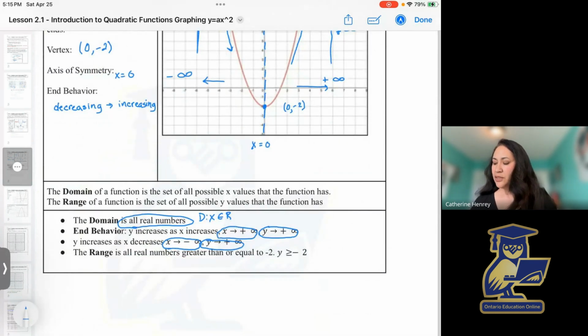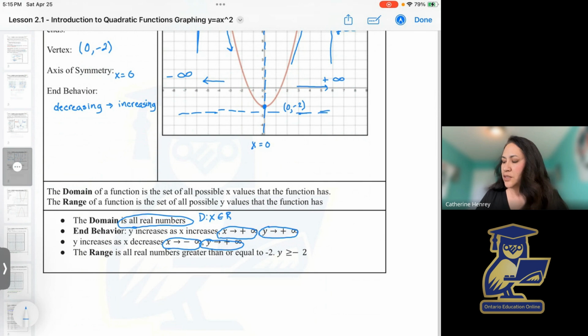The range is all real numbers greater than or equal to -2. Why do we say that? Here, we can see that the quadratic opens up and the lowest value that it reaches is -2. So if we consider x values horizontally here, that parabola is only going to come down to -2, and then it's going to extend up towards positive infinity. So we can write the range as y greater than or equal to -2.